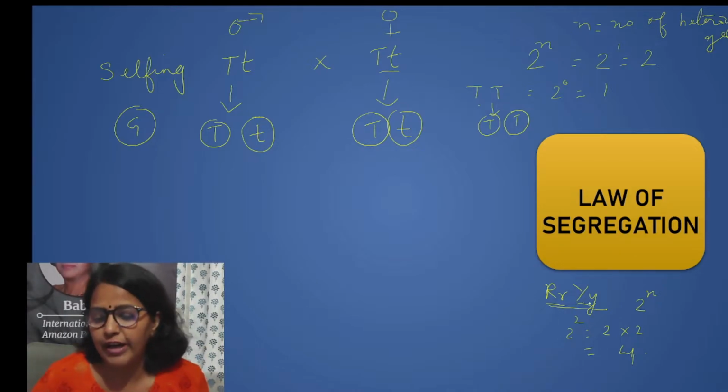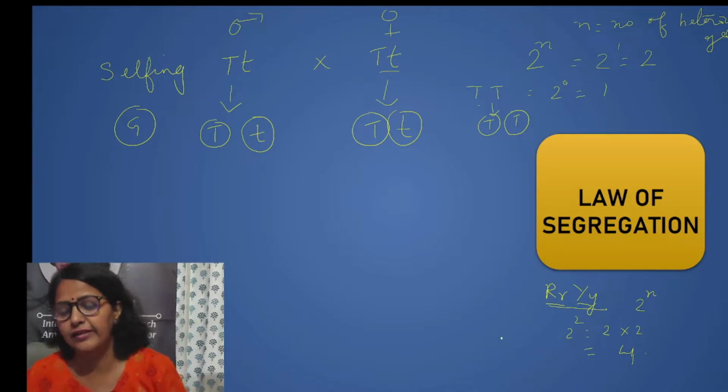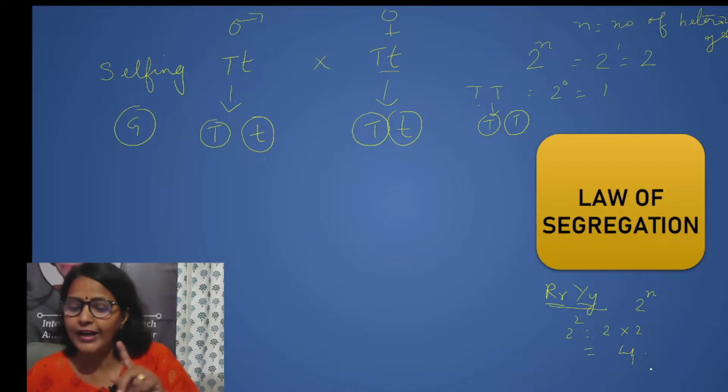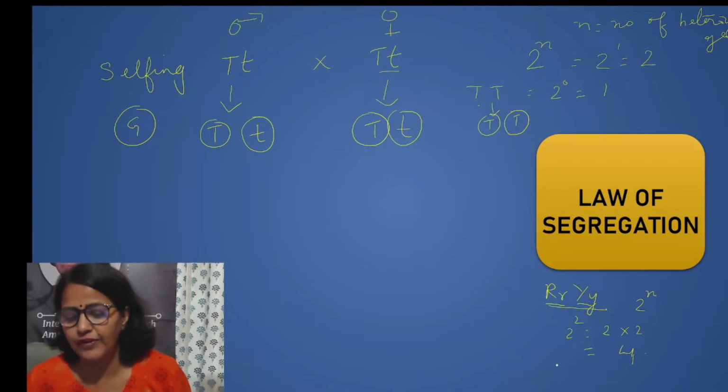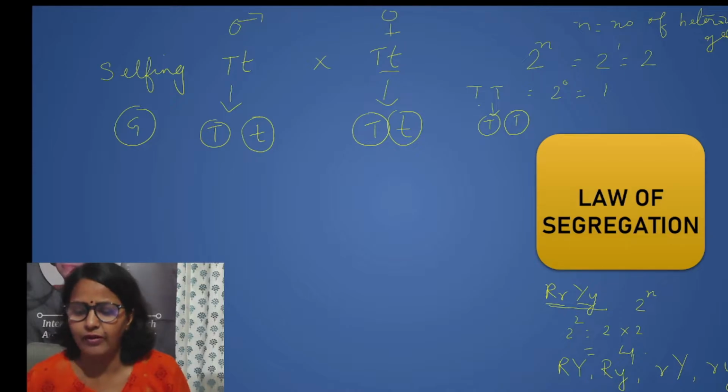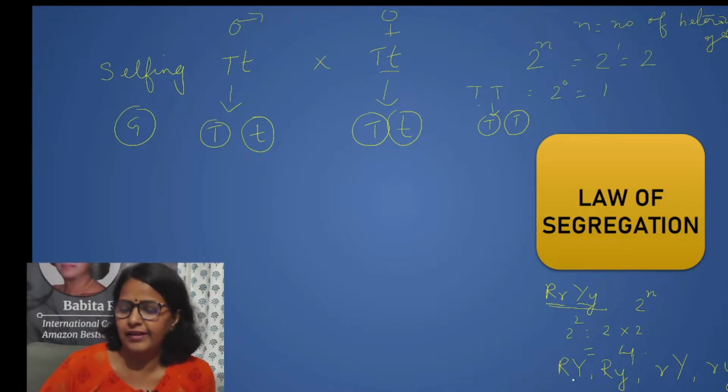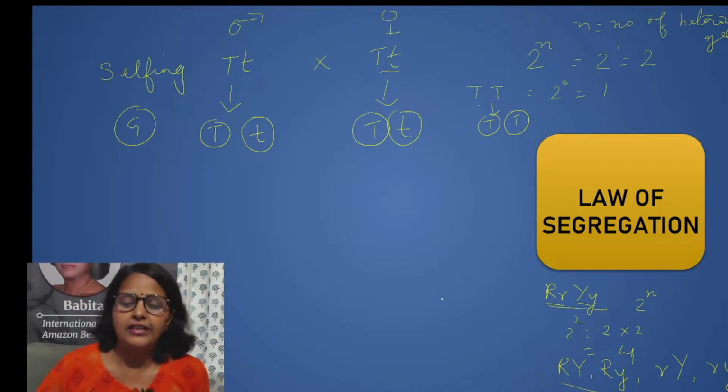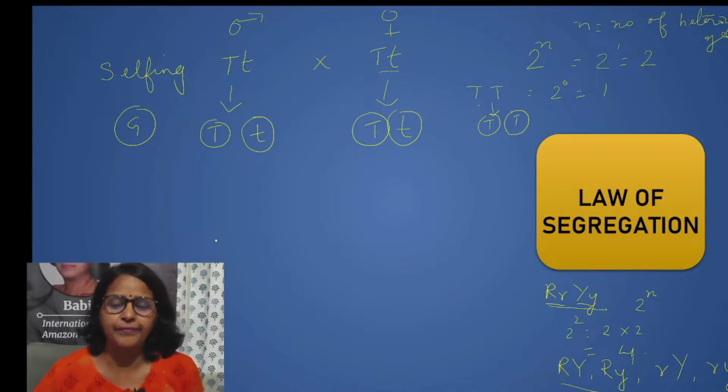Whenever we form a gamete, when we are considering 2 characters, 3 characters, 4 characters, one allele has to be there from each of the gene. So it is capital R, capital Y, capital R, small y, small r, capital Y, small r and small y. We will discuss this in more detail when we study monohybrid and dihybrid cross.